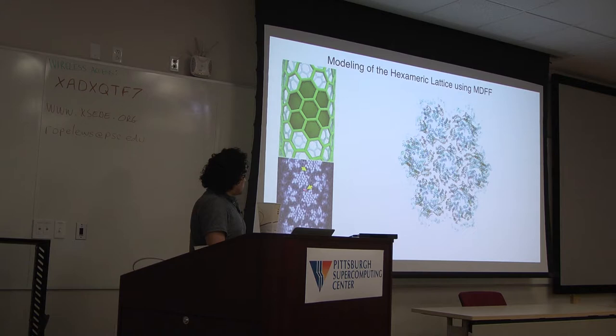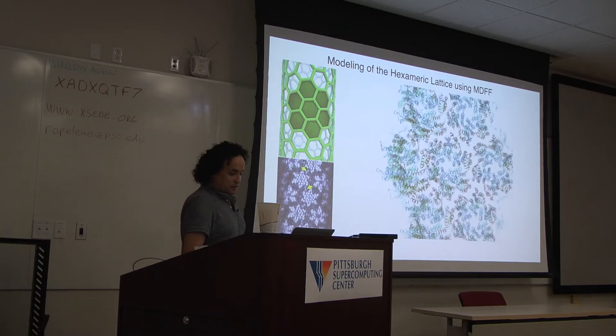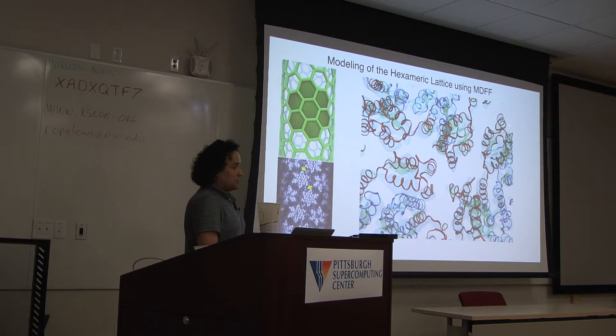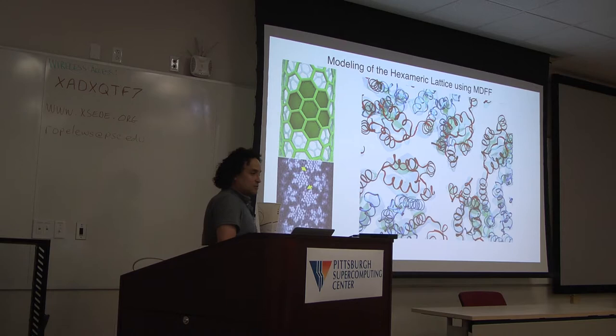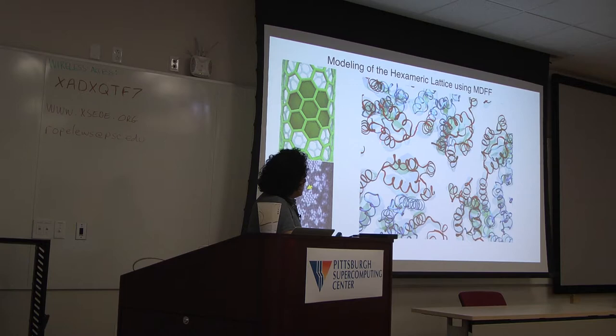So what we did is we built a hybrid model, using molecular dynamics flexible fitting. You can see the helices are put into place, and then you can find the interactions inside the lattice. Everything that is like a ghost is the EM density, at 8 angstrom resolution, so that's all you get. But by combining the EM and the all-atom simulations, you can create this extended lattice which contains hexamers and shows how the hexamers are held together.